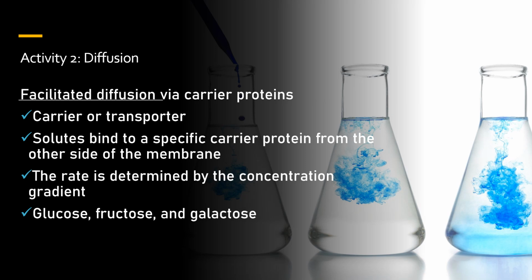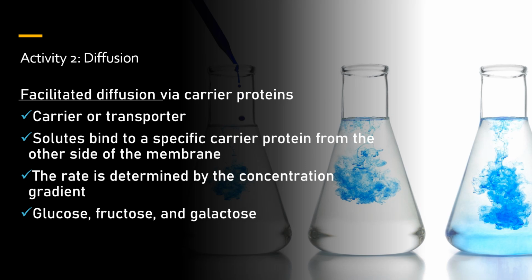Let's take a look at facilitated diffusion via carrier proteins. This is a type of diffusion and a type of passive transport. Again, when we say passive transport, it does not require energy. The movement of solutes does not require energy for this, but you need carrier proteins, a carrier or transporter. How is this so? Your solute binds to a specific carrier protein from one side of the membrane, let's say from the ECF, and then there will be a change in the shape of your carrier, allowing your solute to move. After that, the carrier will discharge the solute at the other side of the membrane.